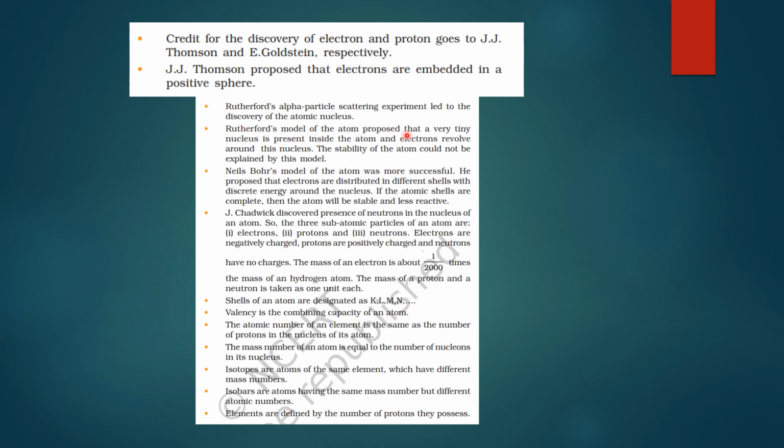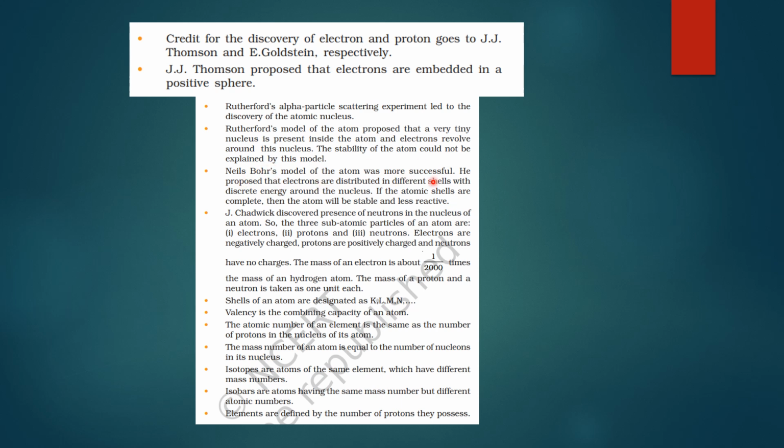Rutherford's model of the atom proposed that a very thin nucleus is present inside the atom and electrons revolve around this nucleus. ठीक है? तो atom की stability हम इससे explain नहीं कर सकते, so that's why this model failed. Then Niels Bohr model of the atom was more successful.